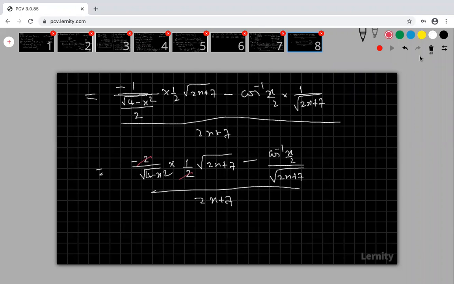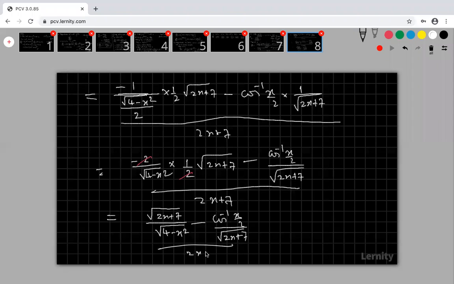So therefore the answer is root of 2x plus 7 divided by root over 4 minus x square, minus cos inverse of x by 2 divided by root over 2x plus 7, whole divided by 2x plus 7. You can stop up to this. Are you okay? Are you clear?